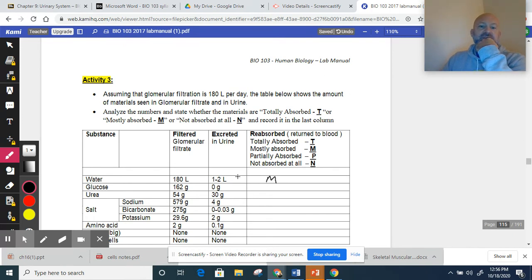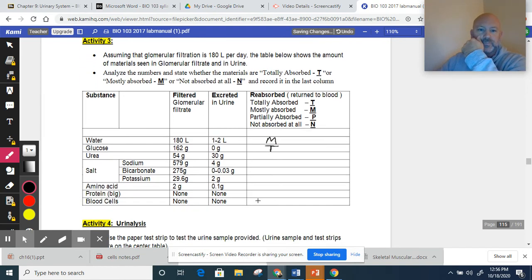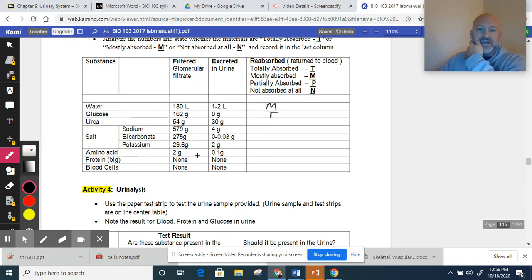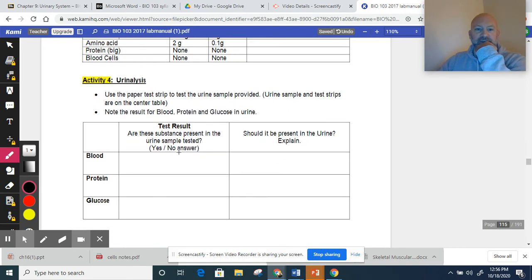Glucose, 162 grams of glucose was removed from the blood by the kidneys, but guess what? 0 grams end up in the urine. So that is totally reabsorbed. Totally reabsorbed. Keep going with this. See what happens with salts, amino acids, proteins.